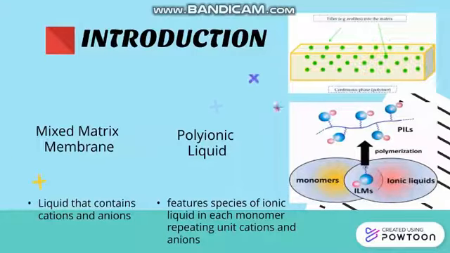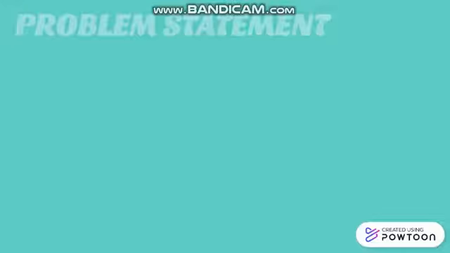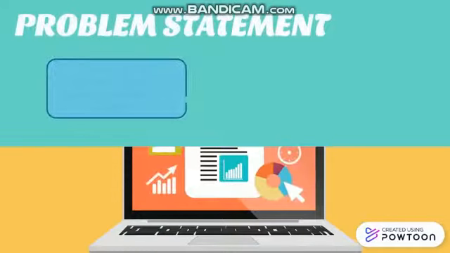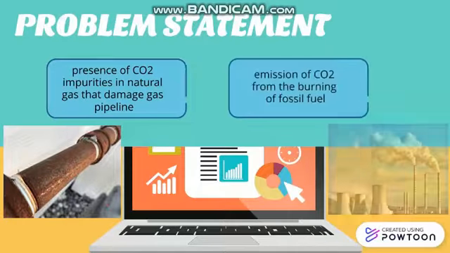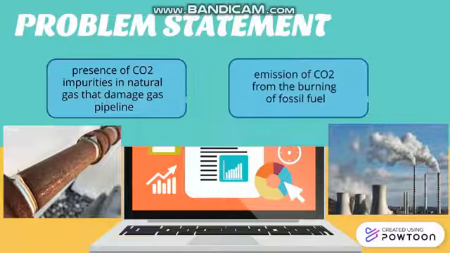connecting through a polymeric backbone. The issues identified in this project: firstly, the presence of CO2 impurities in natural gas, which is CH4. It depresses the heating value, and carbonic acid will be formed in the presence of water that damages pipeline equipment. Next, the problem is the emission of CO2 into the atmosphere from the burning of fossil fuel. It is also treated as one of the major factors of global warming.